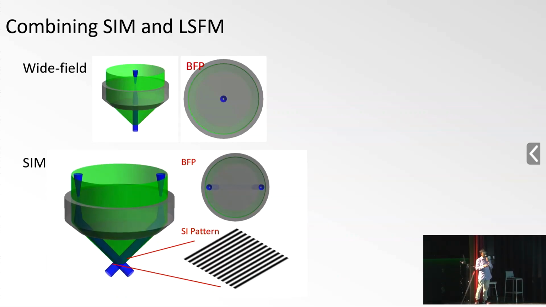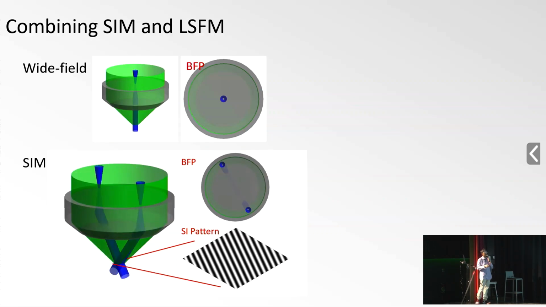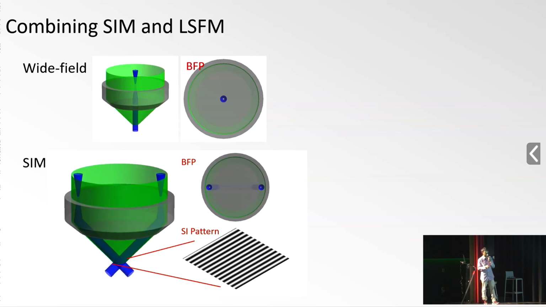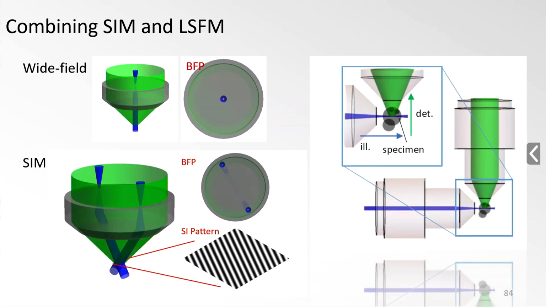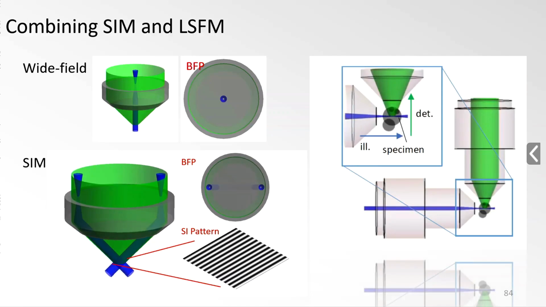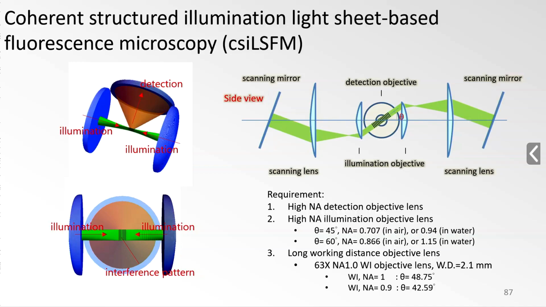Normally, to create SIM in a microscope, you would interfere 2 beams to create these patterns, and then of course you rotate the pattern to generate an isotropic resolution improvement. But the question is, how do you do that in a light sheet microscope? In a conventional light sheet microscope, you have the separation of illumination and detection, and you want to combine these 2. So when I was in Ansgar Dessler's lab, we came up with this idea. We called it coherent structured illumination light sheet-based fluorescence microscopy. The idea is that you create 2 light sheets, and of course they will interfere on the sample plane here. To rotate this pattern, we use these 2 scanning mirrors, and they rotate at the same time.